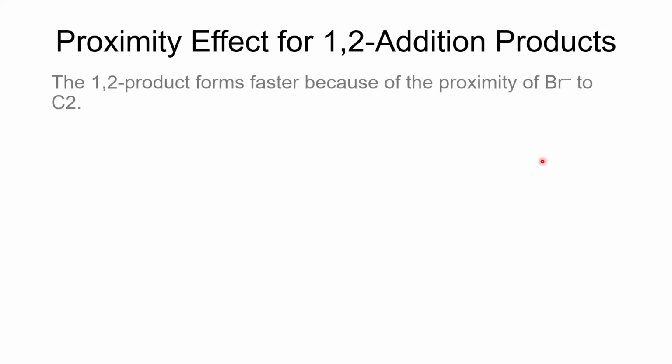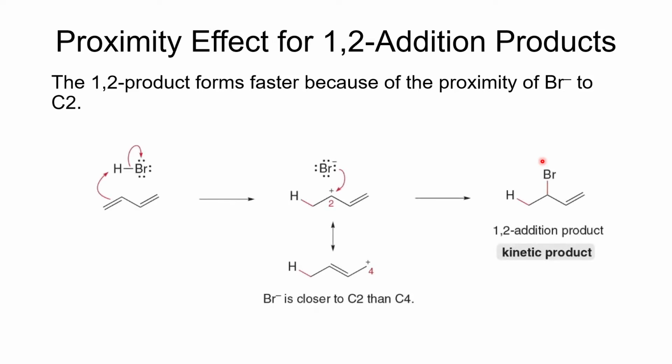The way that we get the 1,2 addition product is something that we call the proximity effect. So the 1,2 product forms faster because the bromide just happens to be closer to carbon 2 after you've added the hydrogen to carbon 1. So again, here is our starting material, the 1,3-butadiene. The hydrogen adds to that carbon-carbon double bond, or the pi bond. The hydrogen is going to go out to carbon 1, forming our allylic carbocation, but the bromide is right there, if it hasn't really moved.